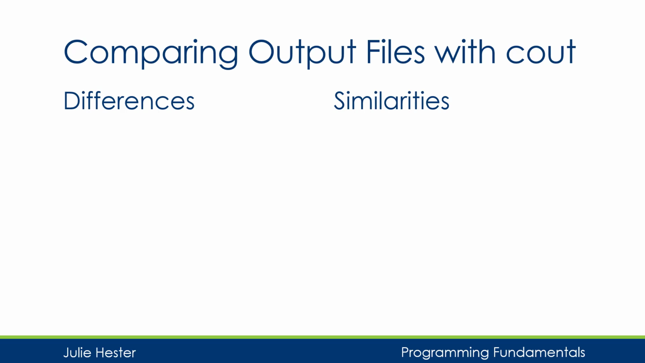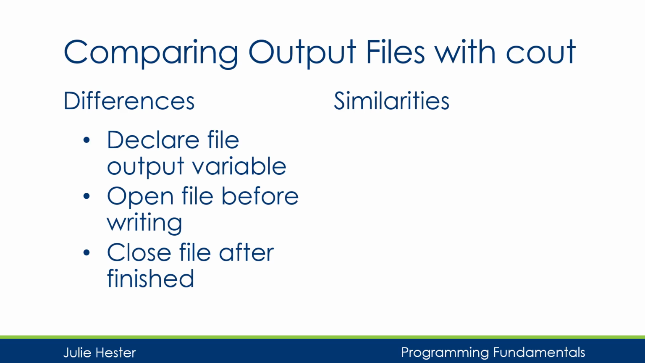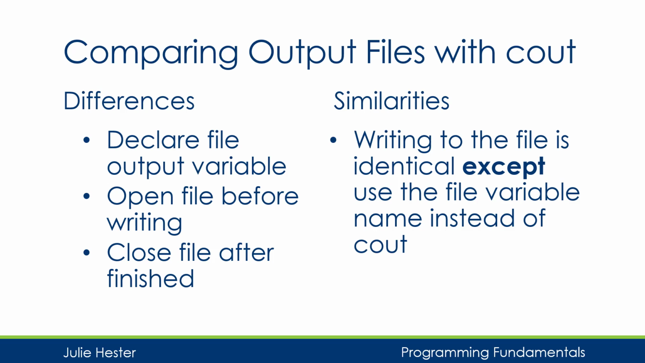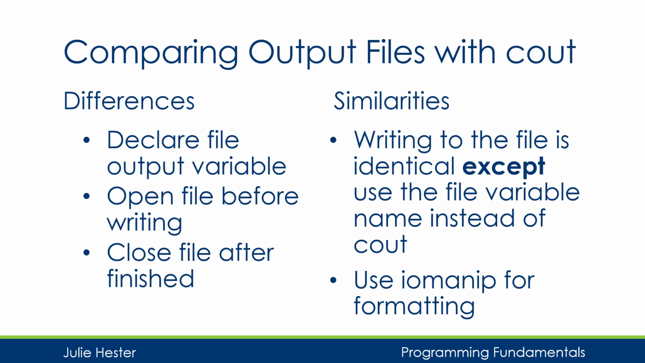So let's compare using output files with cout. The differences are that first we have to declare a file output variable, and we have to open the file before writing to it. Once we're finished, we'll close the file. But similarly, we'll write to the file the same way we write to cout, except we'll just use the file variable name. And like with cout, we can use iomanip for formatting.